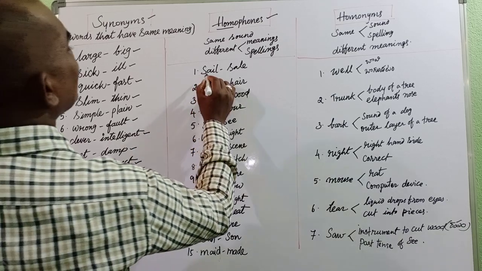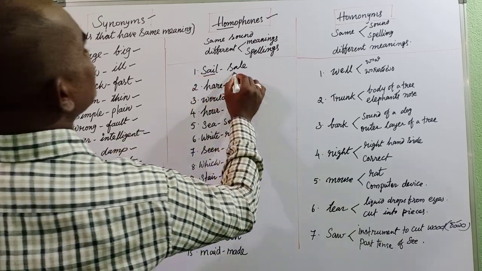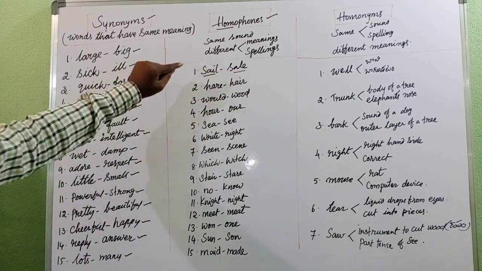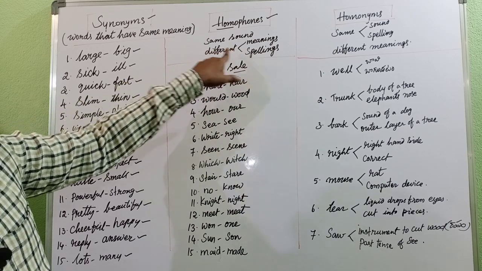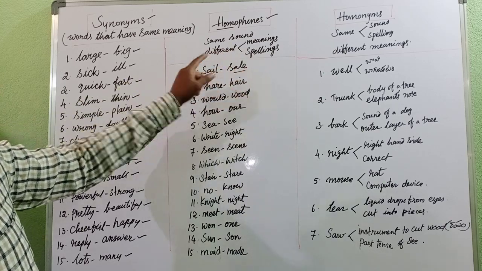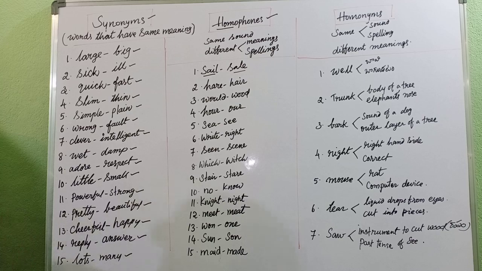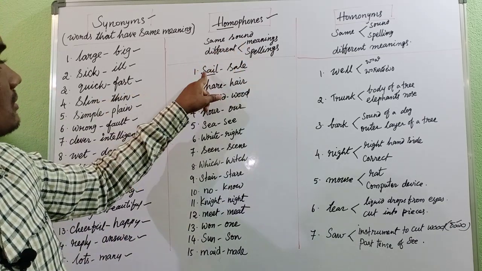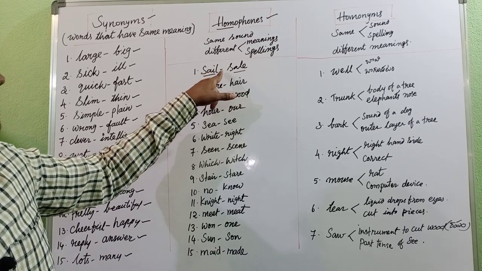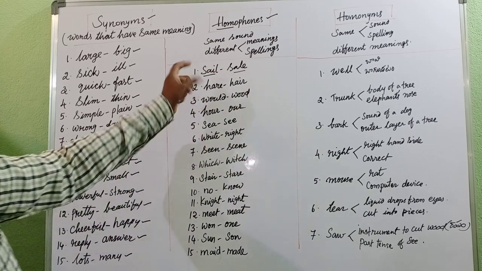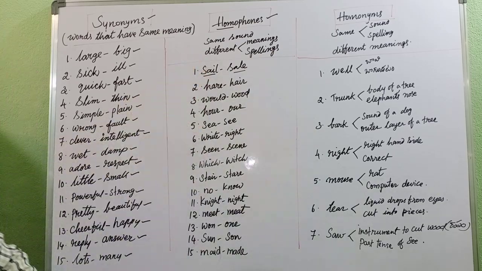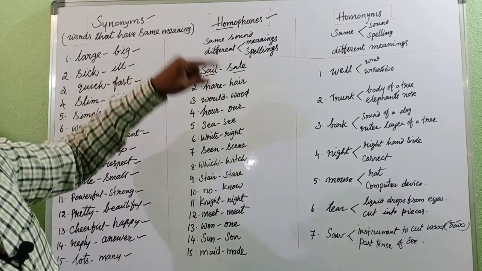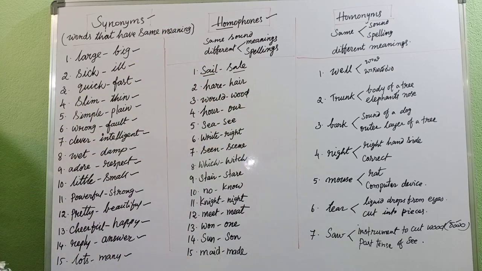For example, if you see S-A-I-L, sail, and S-A-L-E, sale. Here S-A-I-L is the spelling, and the meaning is to sail, moving on water. And sale means selling. So the meanings are different, but the sound is the same, and we call both of them sail.